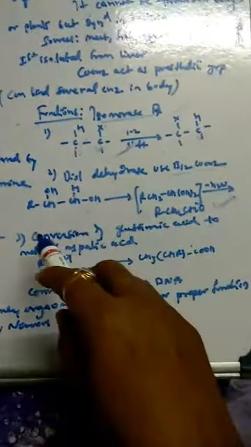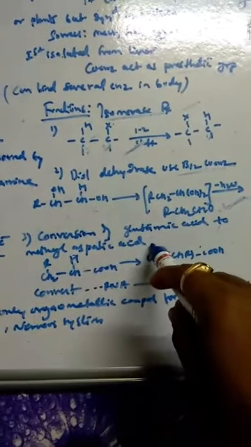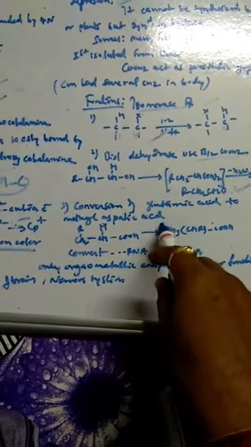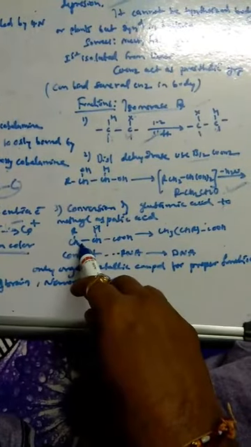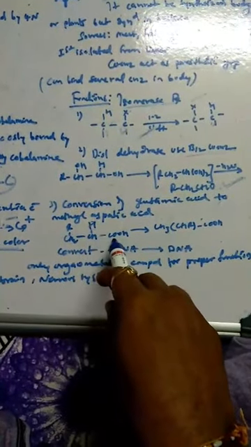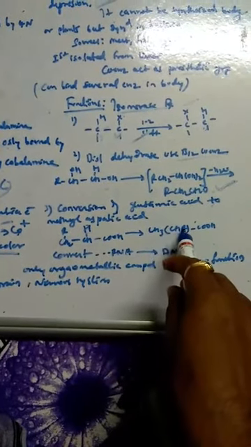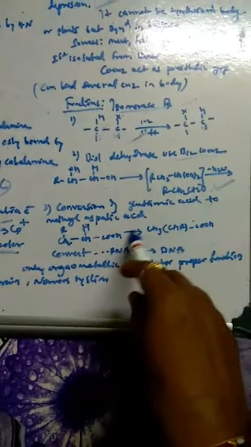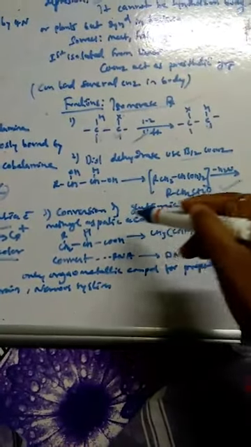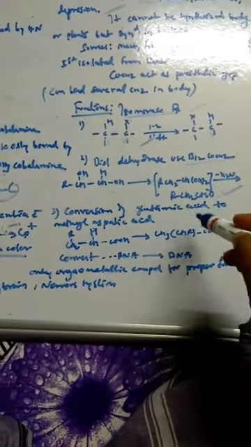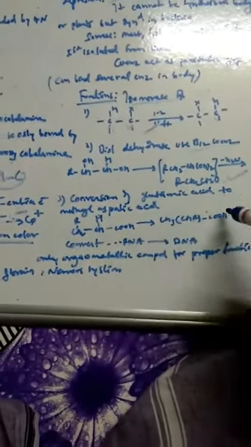Similarly, third, the conversion of glutamic acid to methyl aspartic acid. This is done by the glutamate mutase enzyme with the help of the vitamin B12 coenzyme. This is glutamic acid, and it is converted to methyl aspartic acid, where CH3 is the methyl group. This is called methyl aspartic acid. So this is the conversion of glutamic acid to methyl aspartic acid, done by glutamate mutase enzyme with the help of vitamin B12.